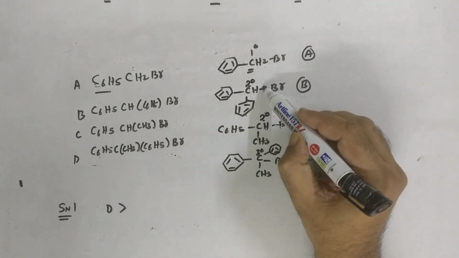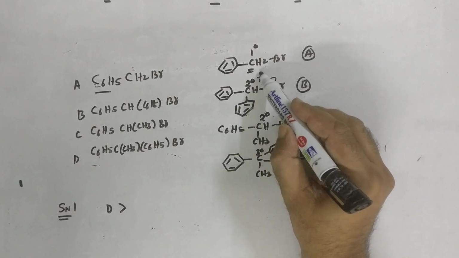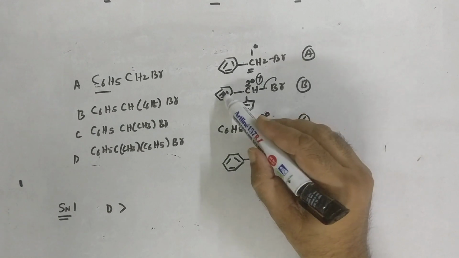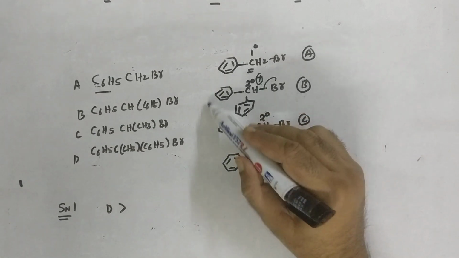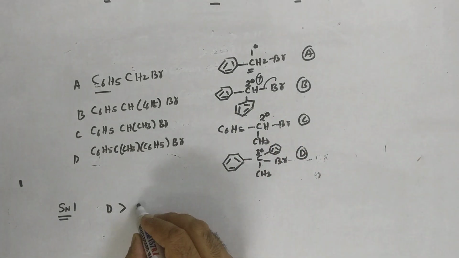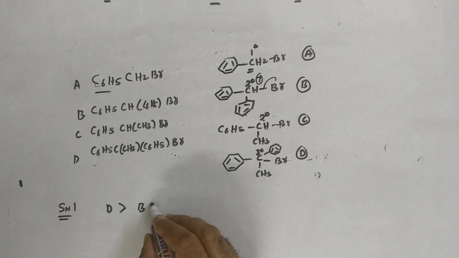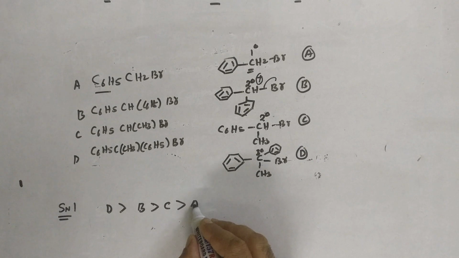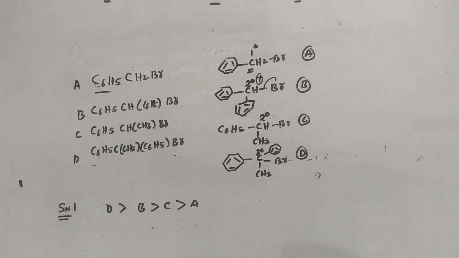When this bond breaks, you will have a positive charge over here. And this positive charge can get delocalized on this benzene as well as on this benzene by resonance. So the carbocation will be highly stable. So B having two benzene rings will be better. Then will come C, and the least one will be A, which is nothing but your primary halide. So this was based on the concept that if the benzylic carbon has more benzene rings, the reactivity towards SN1 mechanism is better.